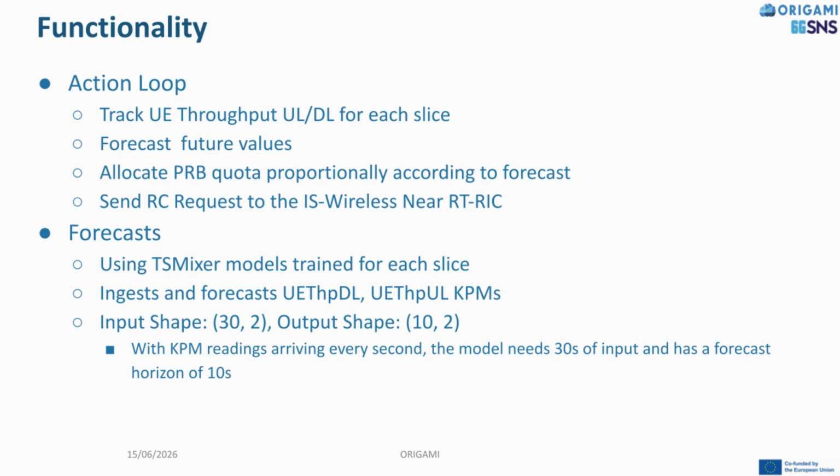For forecasts, we utilize TS mixer models trained for each slice. Inference is performed with a window of 30 steps, with both uplink and downlink UE throughput every step. The output is 10 forecast steps, which are then used to determine control actions.